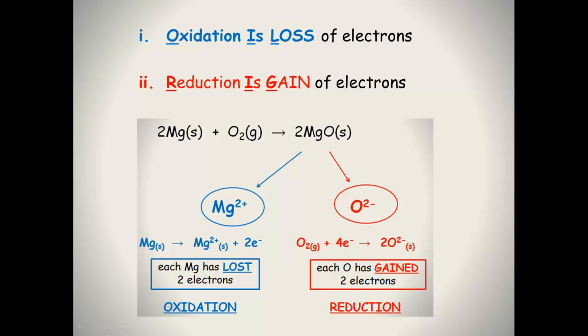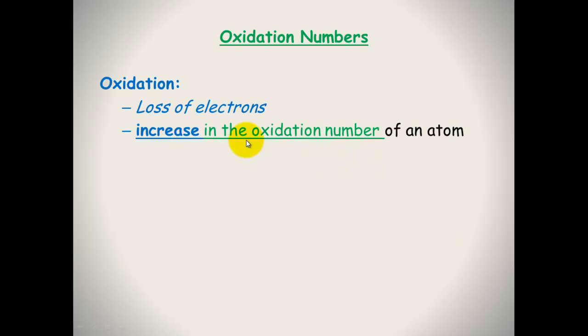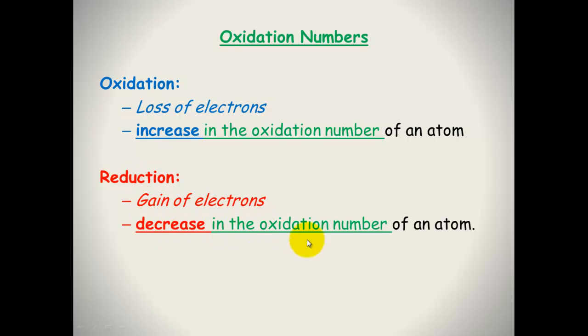The other thing you should already know is about oxidation numbers and how to allocate oxidation numbers. So oxidation, remember, is a loss of electrons, and it will show an increase in the oxidation number of an atom. Reduction is a gain of electrons, and that will show a decrease in the oxidation number of an atom. If any of this you're not familiar with, go back and have a look at my last 2 videos, one on how to look at half equations and also the oxidation numbers. But if all of that's familiar to you, let's move on.